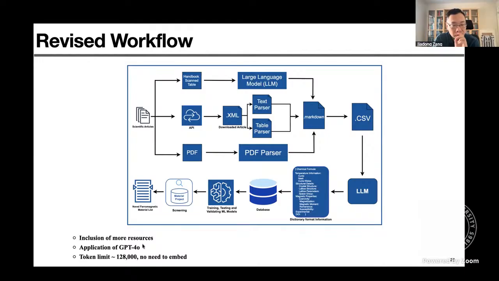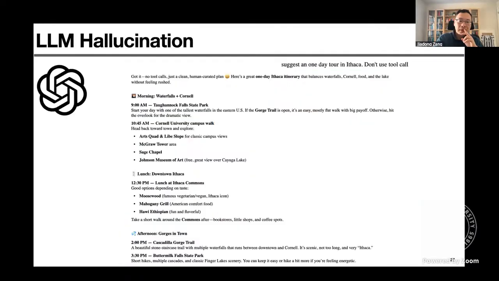And here is another difference compared to the previous workflow. At that time there is GPT-4, and the token limit is way larger, and we don't need to divide the papers into pieces. So you can see that the technique is developing so fast, and it makes life easier. But on the other hand, you really need to learn these new techniques and revise the methodology. And hallucination.